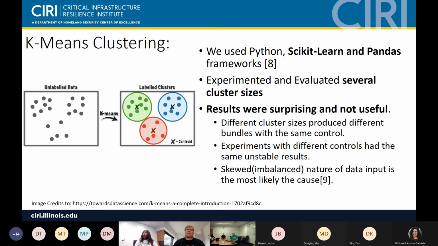As Dr. Pravin was saying, we started with this K-means clustering algorithm, which essentially we intended to use to cluster the task, knowledge, and skills to a specific control. We worked with this method in Python and used the scikit-learn and pandas libraries to implement this. As we were testing this method, we manipulated the cluster sizes. From doing that, we found that we were getting different bundles of different task, knowledge, or skills within those clusters, and they were very inconsistent.